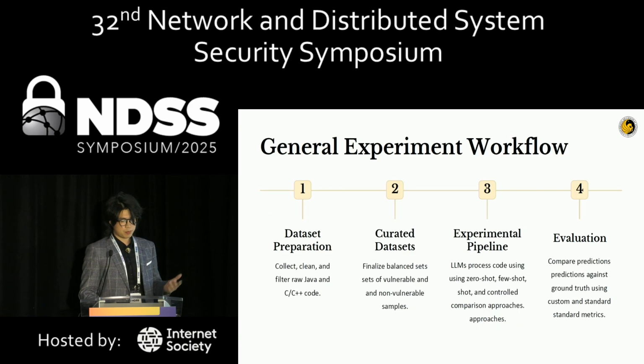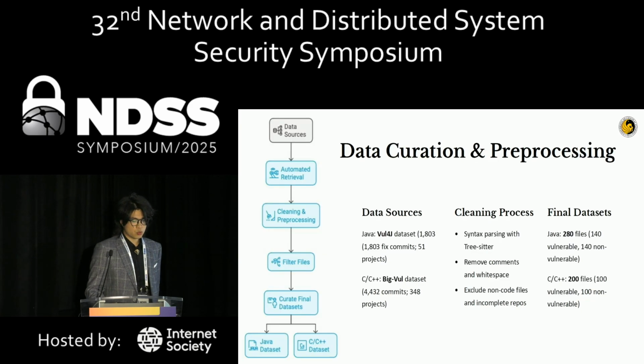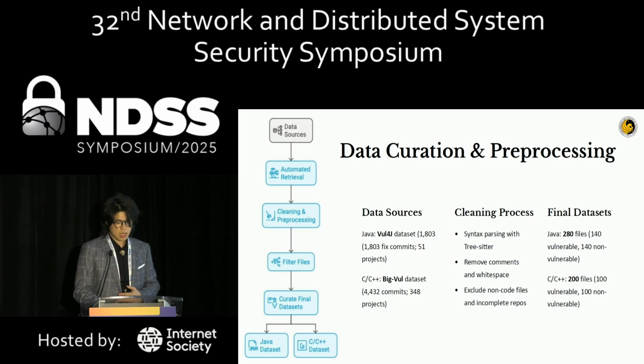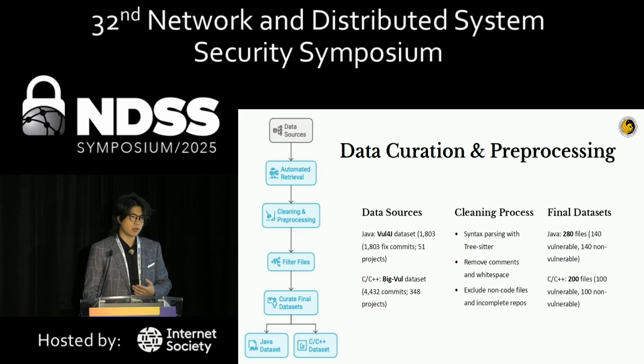This is a general pipeline for our experiment. From left to right, there are dataset preparation, curated datasets, experiment pipeline, and lastly, we do the evaluations. We source our data from two main datasets: Vul4J for Java, and BigVul for C and C++. After retrieving the relevant source code from GitHub, we use tree-sitter to remove the comments and non-code artifacts, and we then manually filter out some duplicates or incomplete data.